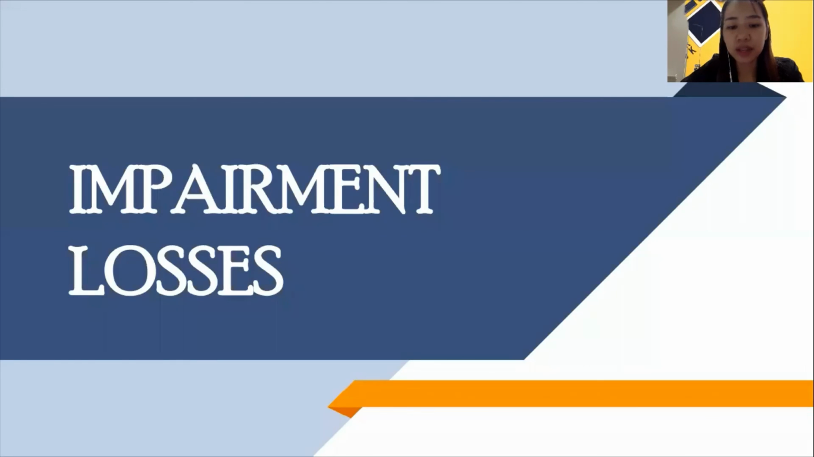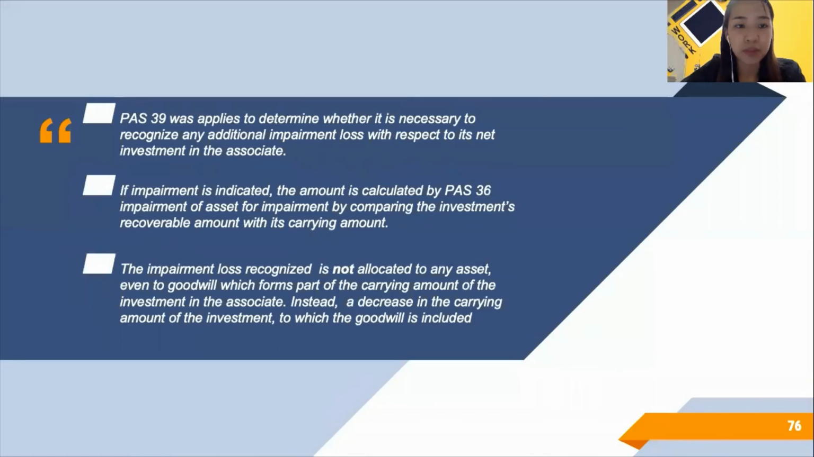But how can we say the investment was impaired? PAS 39 was applied to determine whether it is necessary to recognize any additional impairment loss with respect to its net investment in associate. If impairment is indicated, the amount is calculated by PAS 36 Impairment of Assets by comparing the investment's recoverable amount with its carrying amount. The impairment loss recognized is not allocated to any asset, even to goodwill, which forms part of the carrying amount of the investment in associate. Instead, it is a decrease in the carrying amount of the investment to which the goodwill is included.